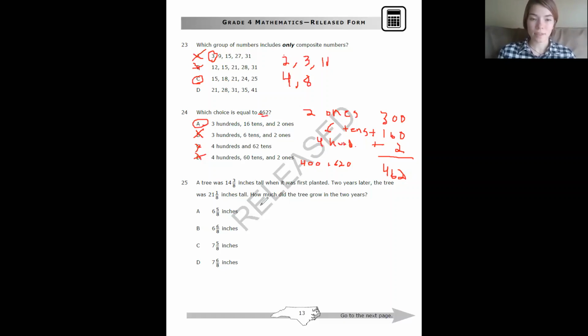Okay, 25. A tree was 14 3/8 inches tall when it was first planted. 2 years later, the tree was 21 1/8 inches tall. How much did the tree grow in the 2 years? So we want to find the difference between the original height and the final height, which means that we're going to have to subtract the original from the final.